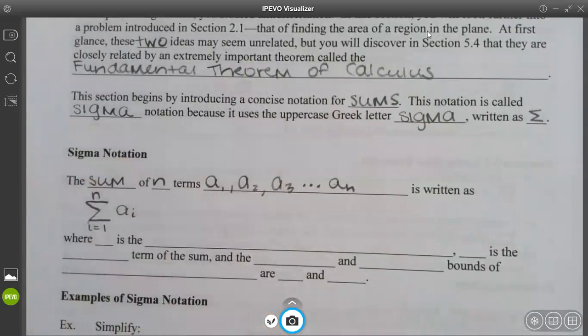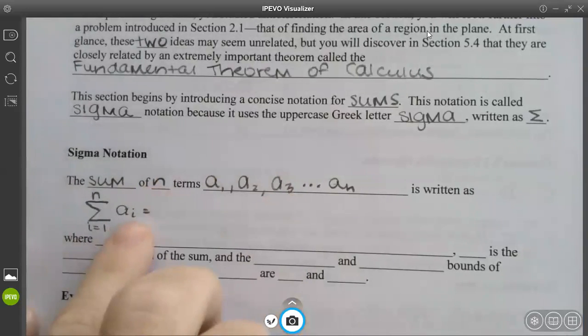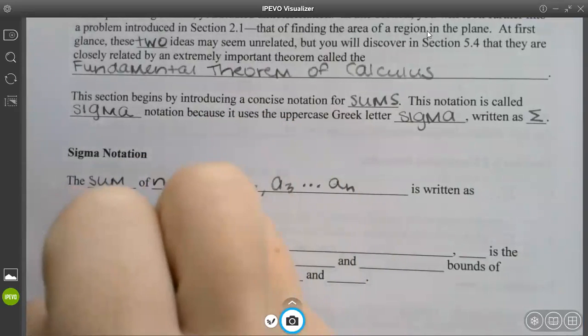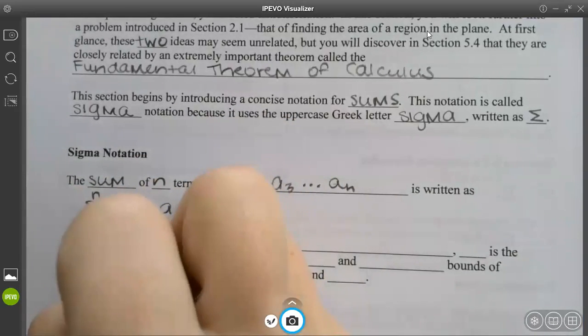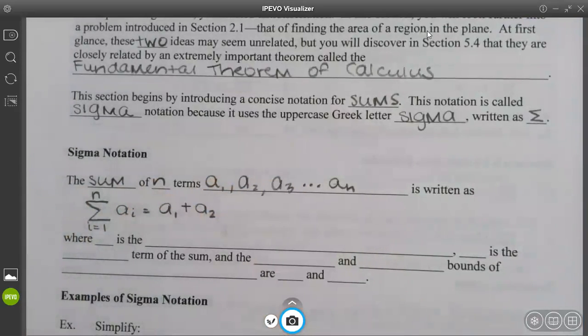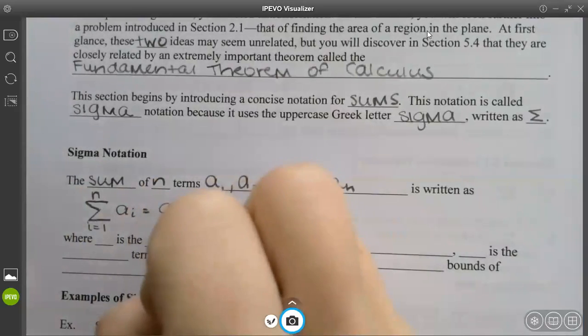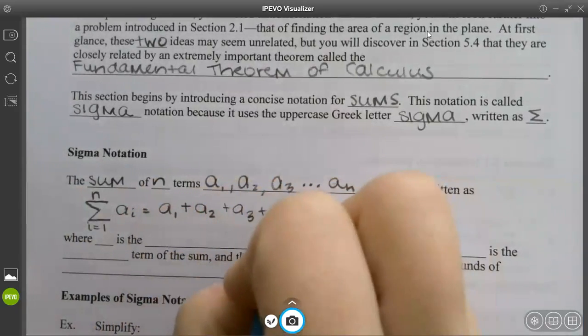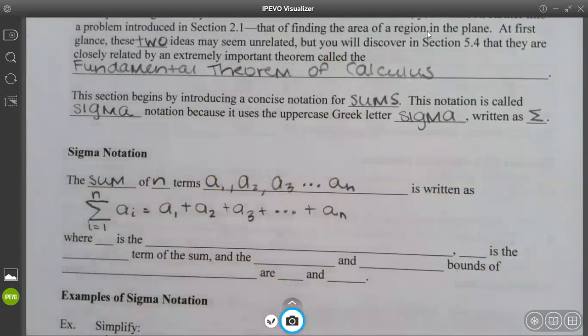Okay. Whatever your function is, in this case, we're going to write a sub i. All that means is you're going to plug in the 1 for the i right there to start with. So that's your first term. Then you're going to keep moving up until you get to n. So I'll move it up by 1 is 2, 3, and I can keep going until I finish out with whatever that n is. So again, your index, your lower limit, and your upper limit tell you how many terms you have. So if it said 1 to 4, you would do a1, a2, a3, a4. Does everybody understand? All right.